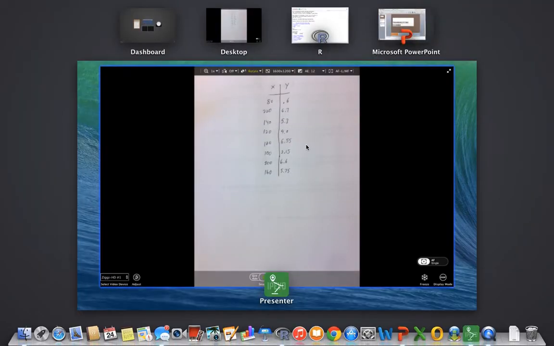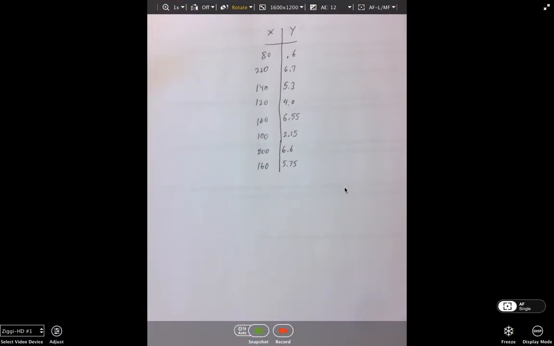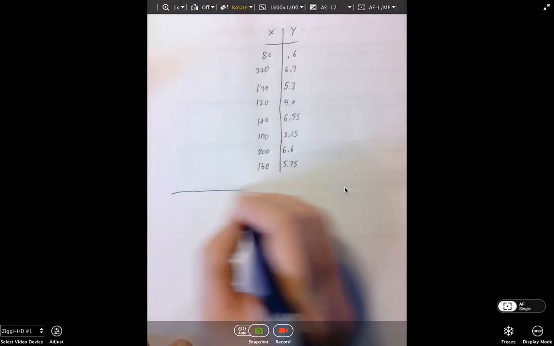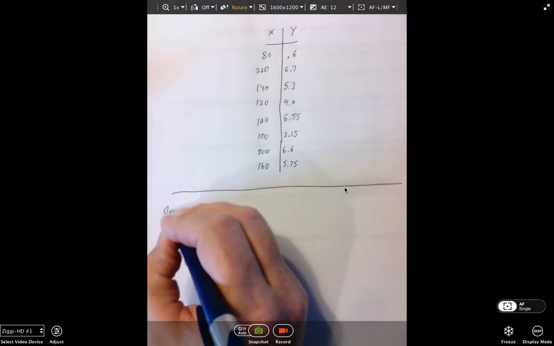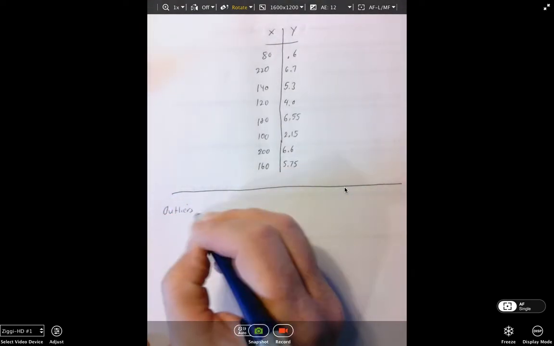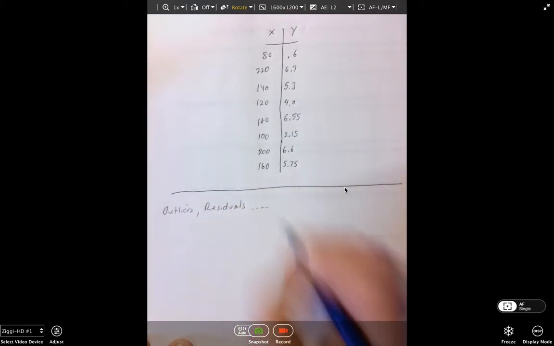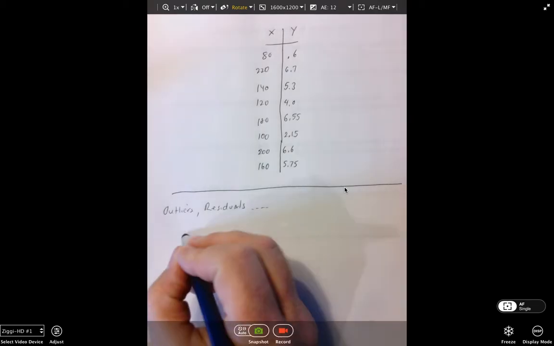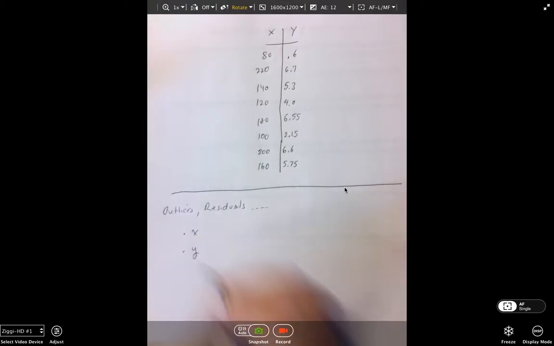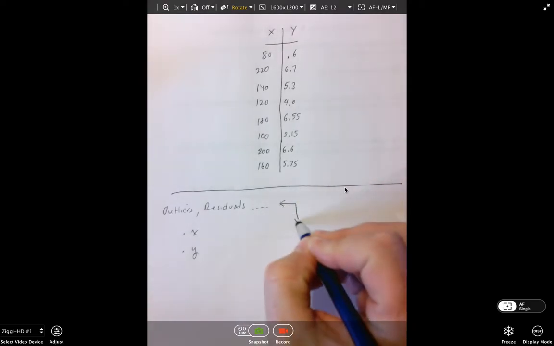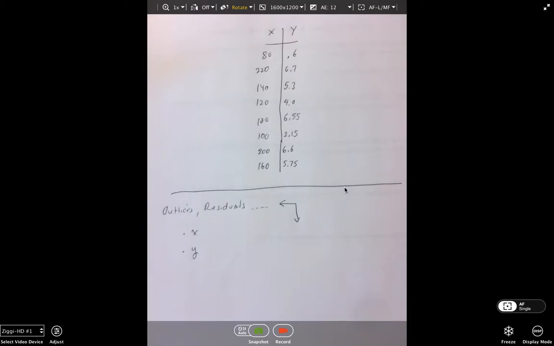Now, let's go back over here, and the next thing I want you to think about is outliers. More specifically, I want you to think about outliers of residuals, but we're also going to examine outliers of x and y too. But again, for right now, what I want to concentrate on is how we would examine to see if we have outliers for the residuals.